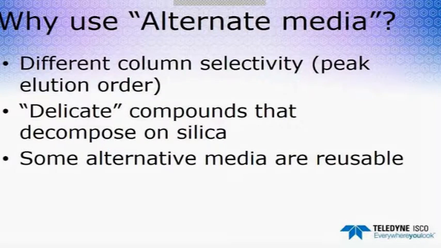The reason that we use what we term alternate media is that we would then see different column selectivity, that is the elution order for the peaks. We would use alternate media for delicate compounds that decompose on silica. And some of these media are reusable so that you can use the columns over and over again. By alternate media, we mean columns such as aluminum oxide, Diol, Cyano, and Amine bonded phases.